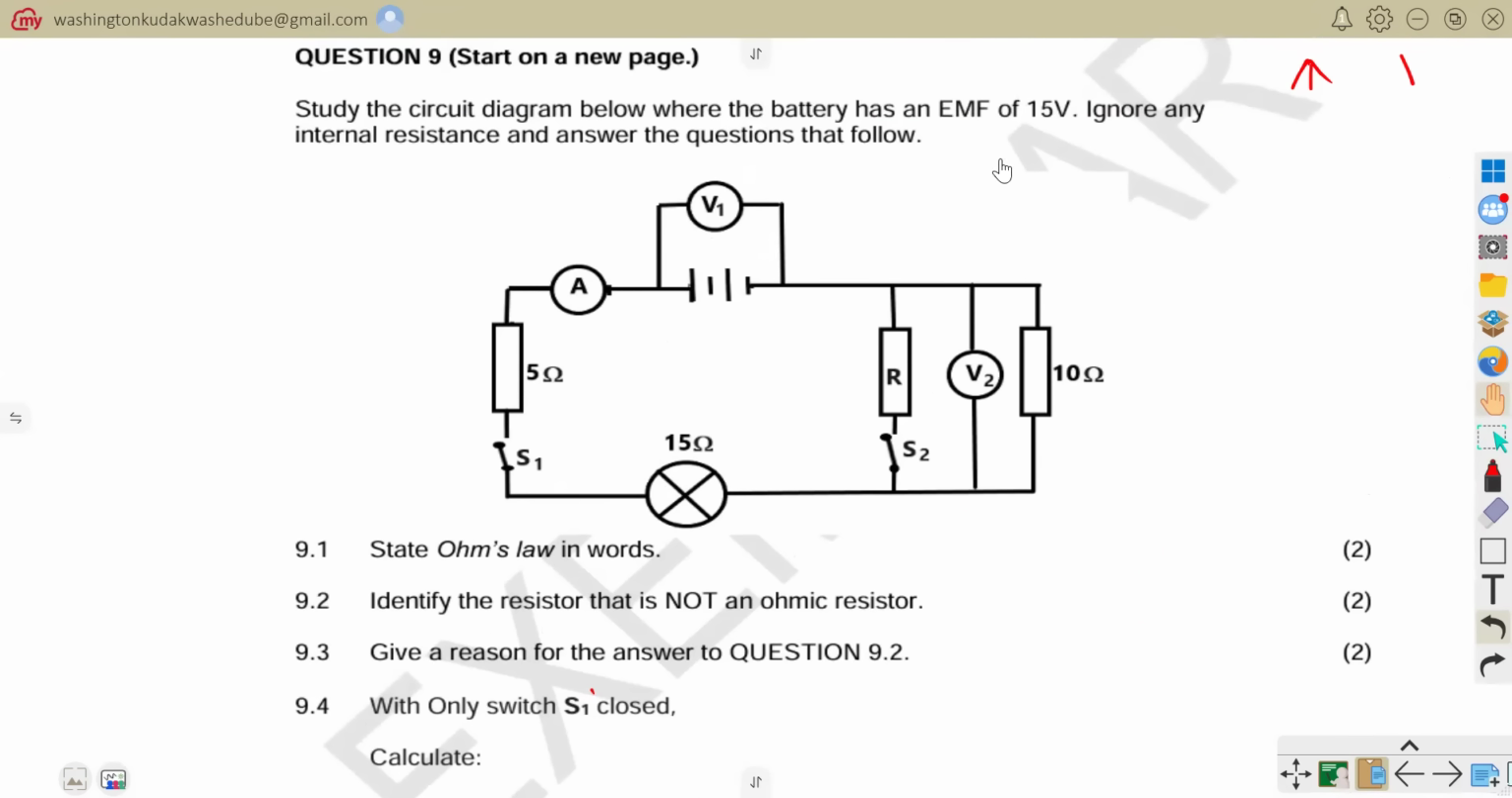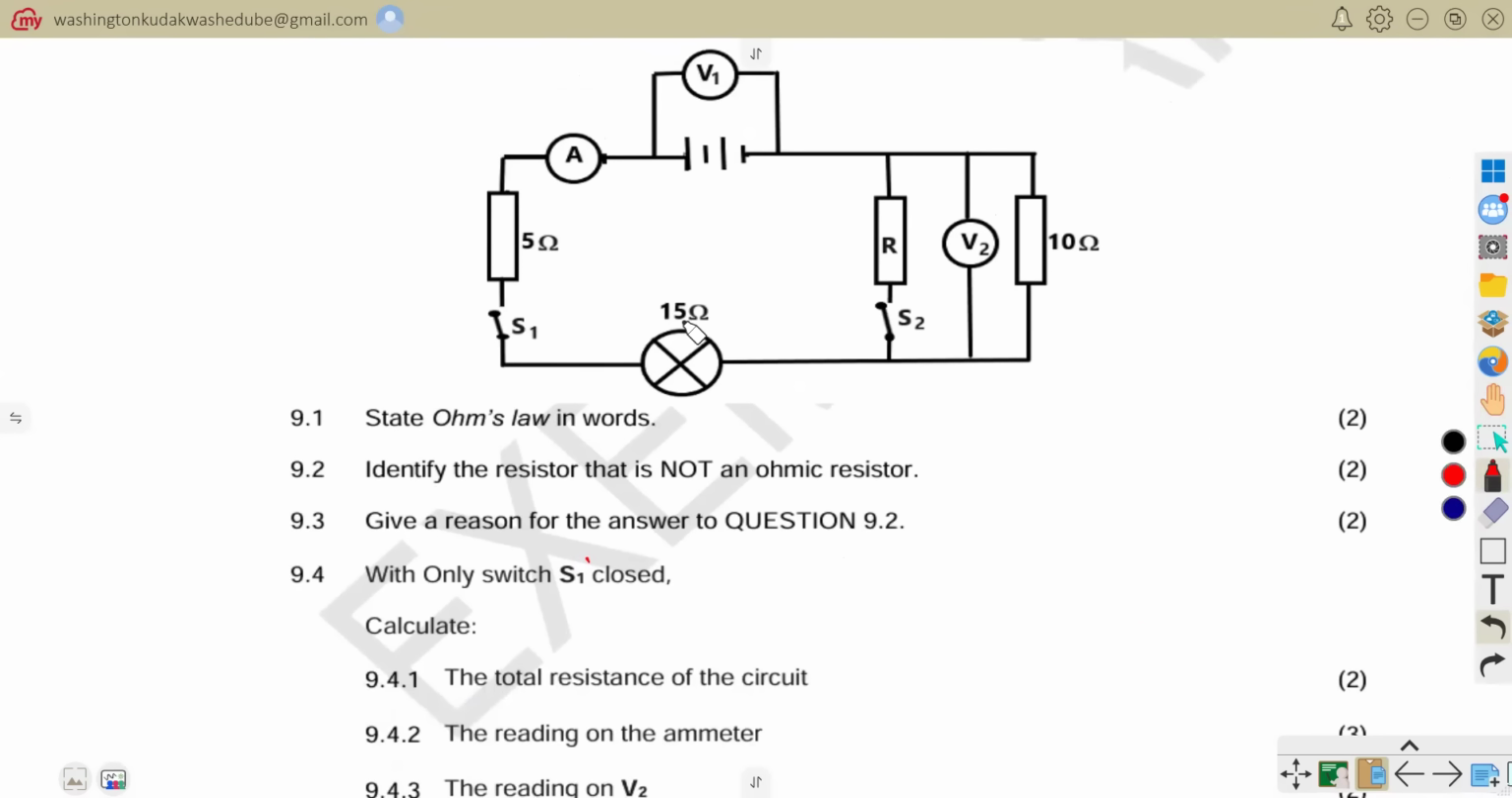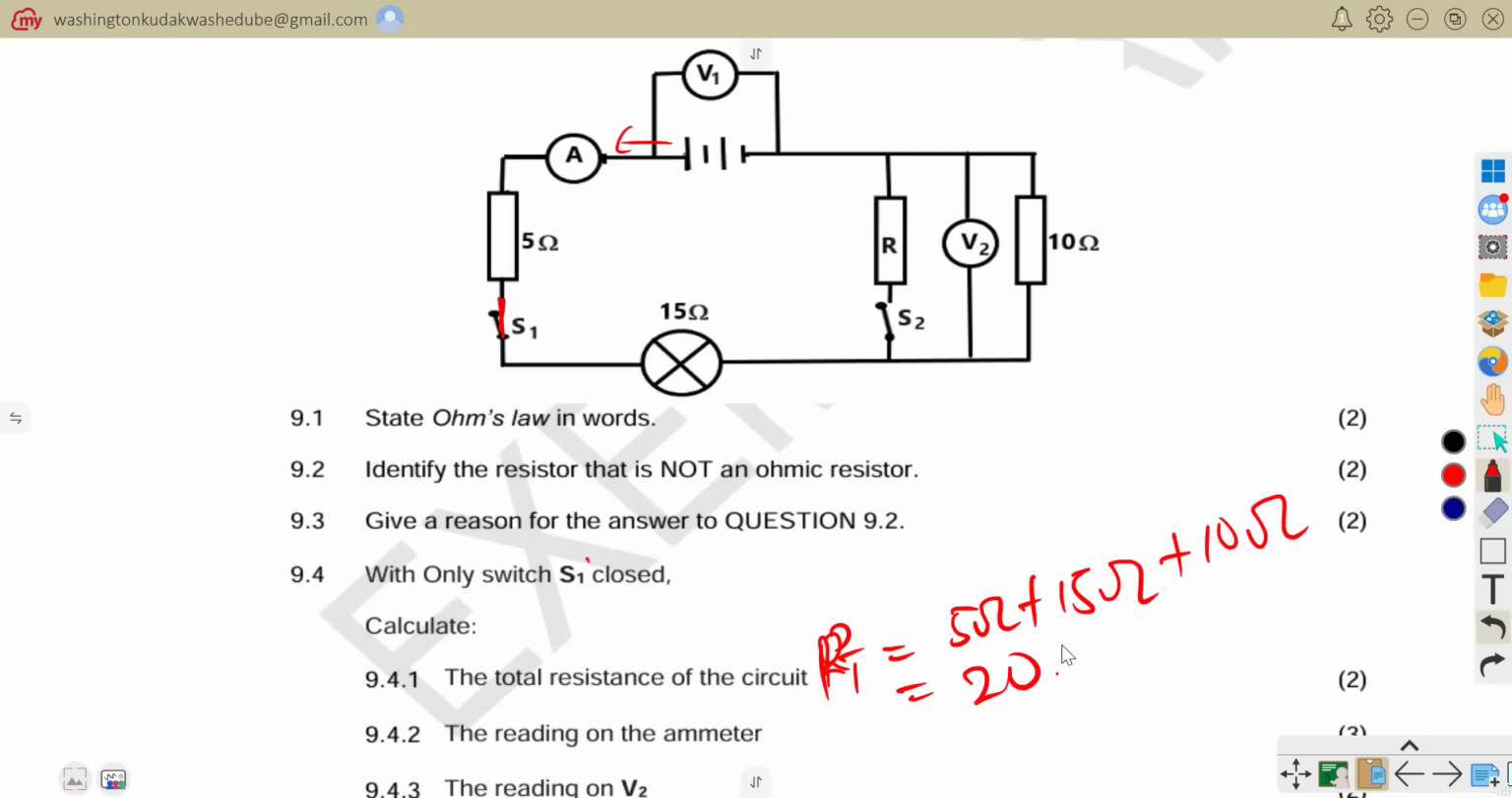The information that I was given is the total EMF is 15 volts, and then we have that circuit. Now they are saying we close this switch. When we close that switch, our current flows through that ammeter. It goes through that 5 ohm, 15 ohm, and then 10 ohm, and then it goes back. So the total resistance there will be just resistance in series. It will be 5 ohms plus 15 ohms plus 10 ohms, and that is the total resistance there.